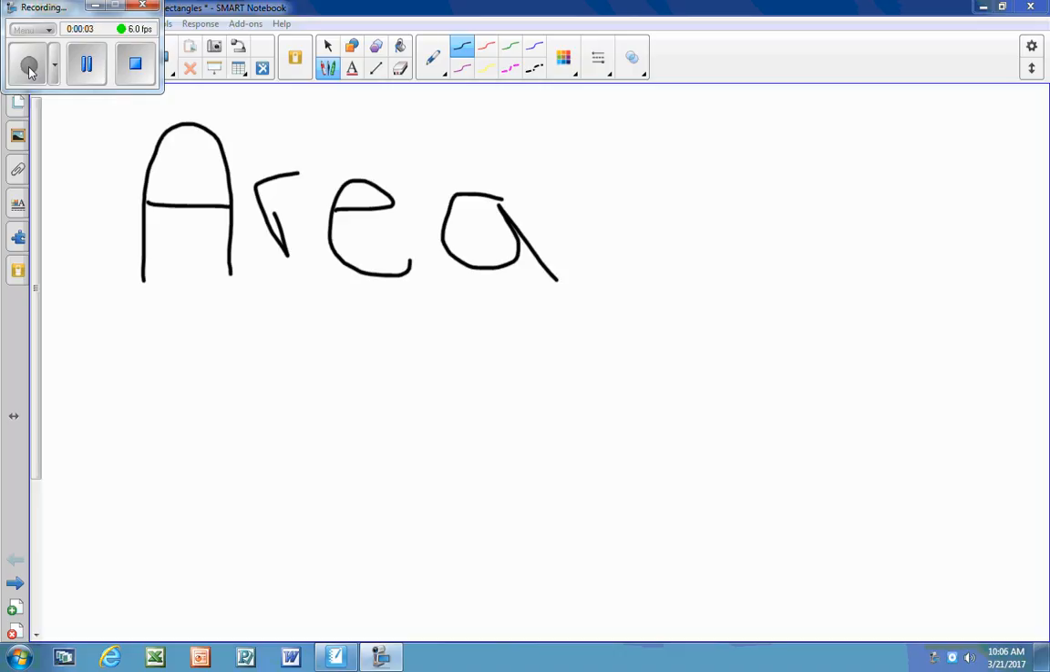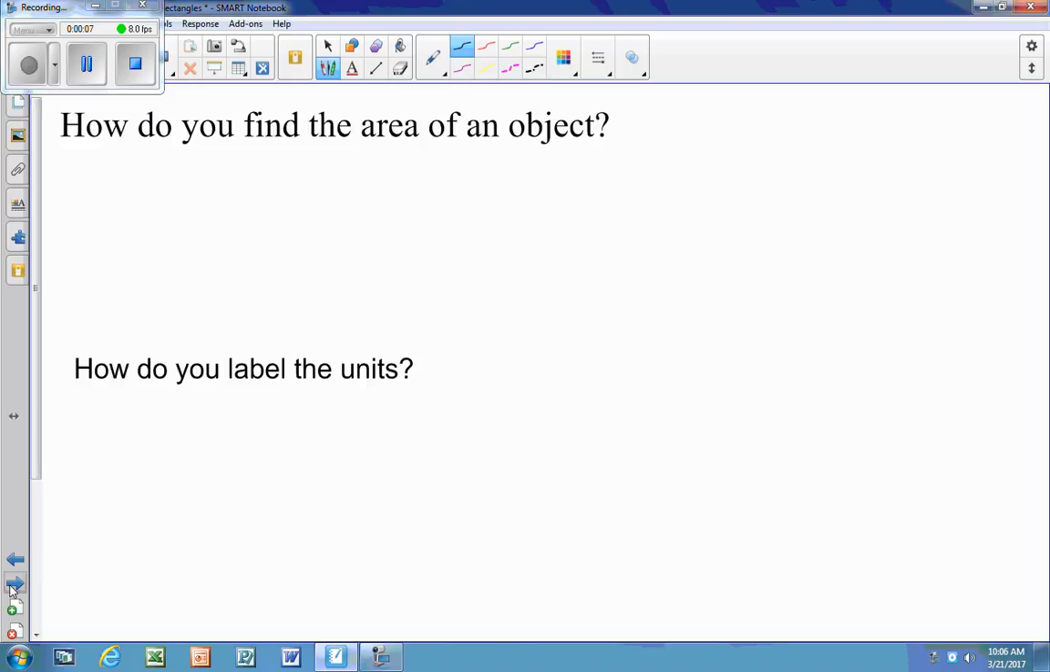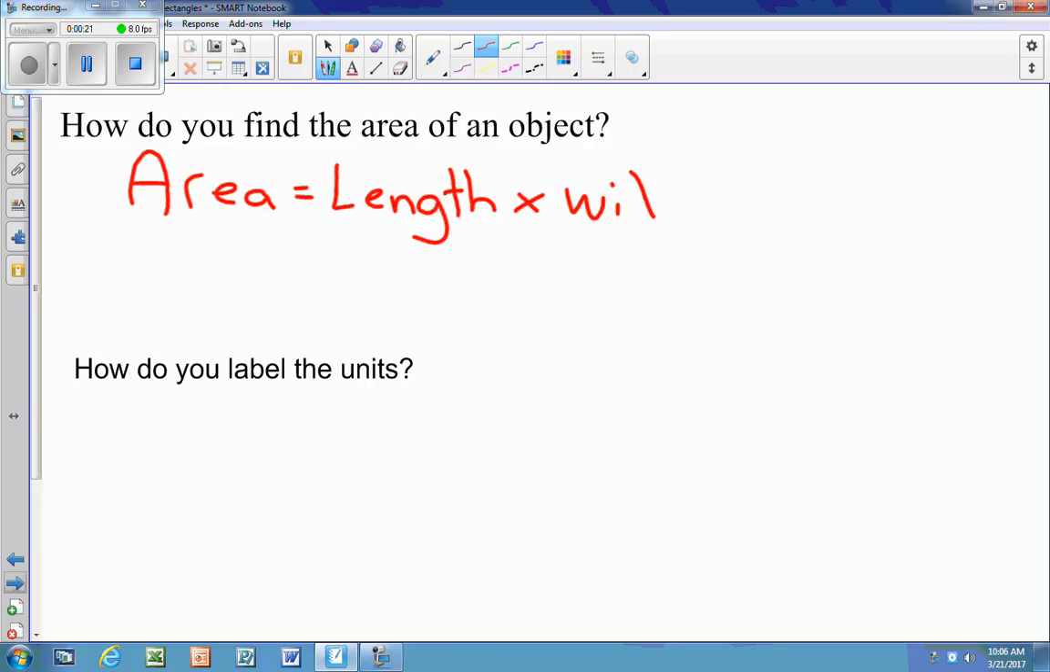Module 5, Lessons 10 and 11 on area. First thing we need to do is a reminder of how you find the area of an object. When you're finding area of an object, you are finding the length times the width. You'll sometimes see the formula is A equals L times W.